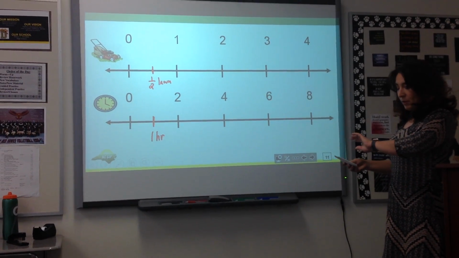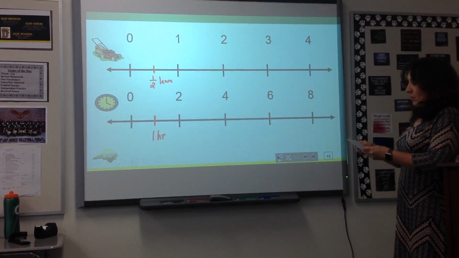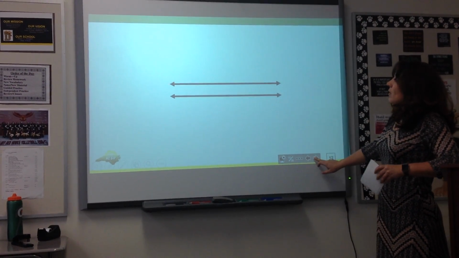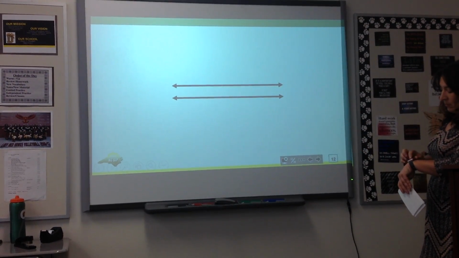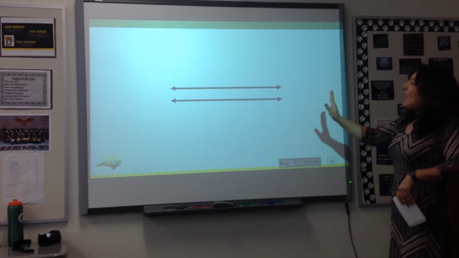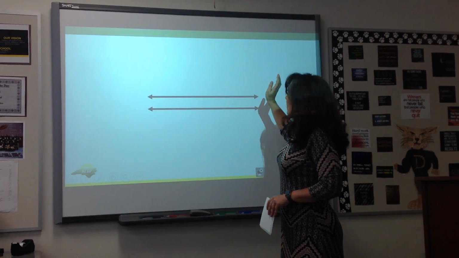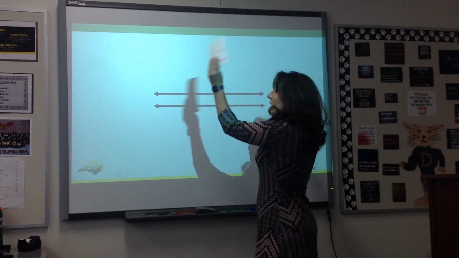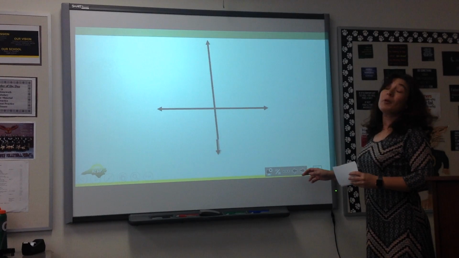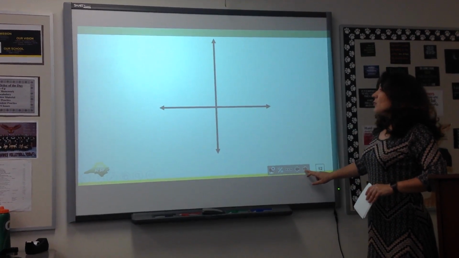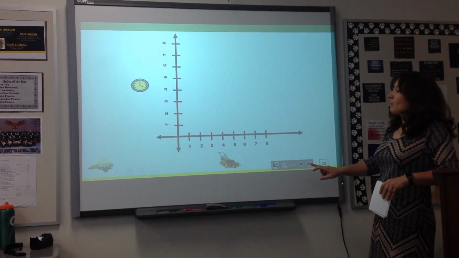So that's kind of a different approach. Okay. So now, if I take this double number line approach and I rotate this particular number line counterclockwise, what's going to happen is I'm going to get the coordinate plane. So that's going to be a different way to represent this proportional relationship.